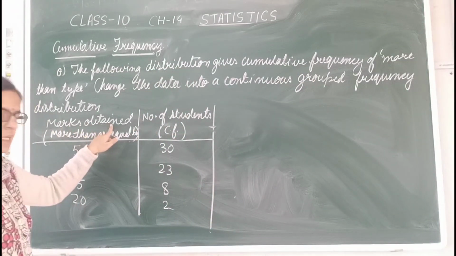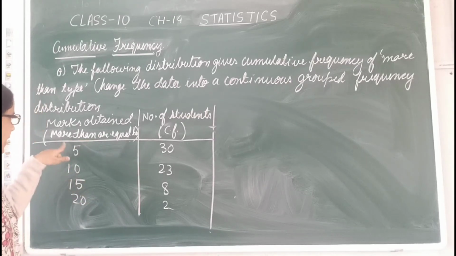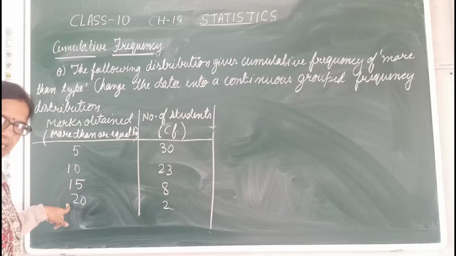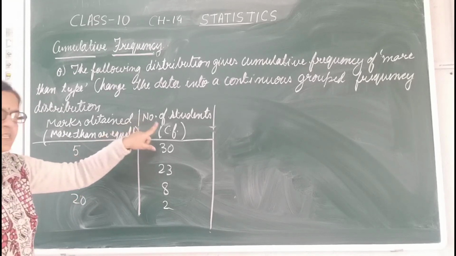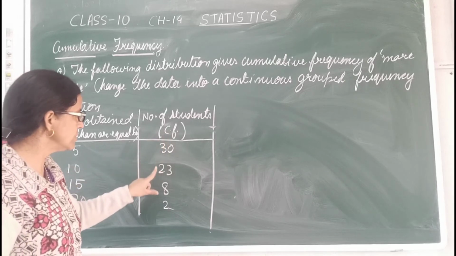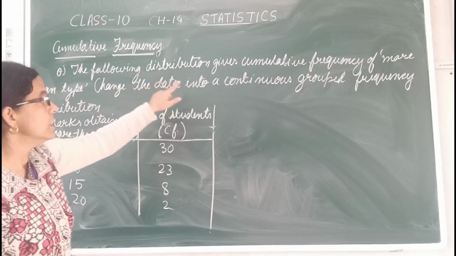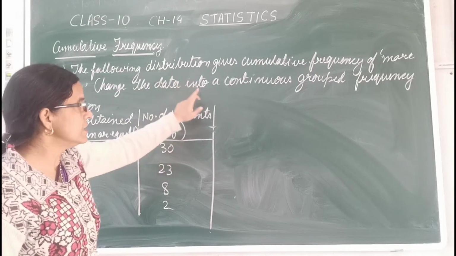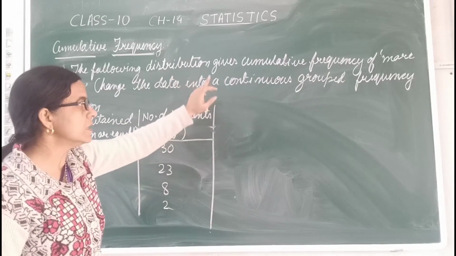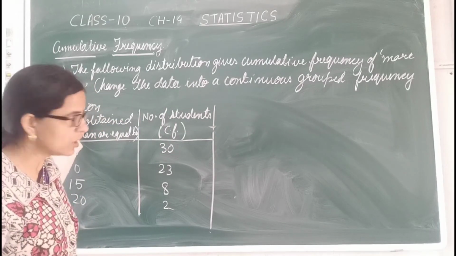So marks obtained, more than or equal to, is given, and marks are 5, 10, 15 and 20. Number of students, so obviously it is cumulative frequency. It is 30, 23, 8 and 2. Now let us change the given data into a continuous grouped frequency distribution. I think you got my point.